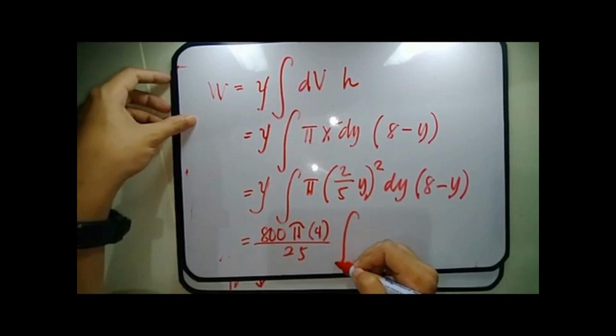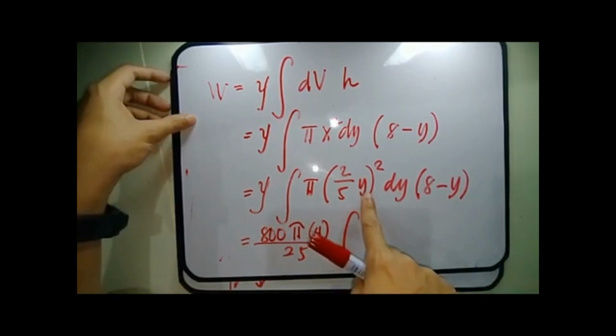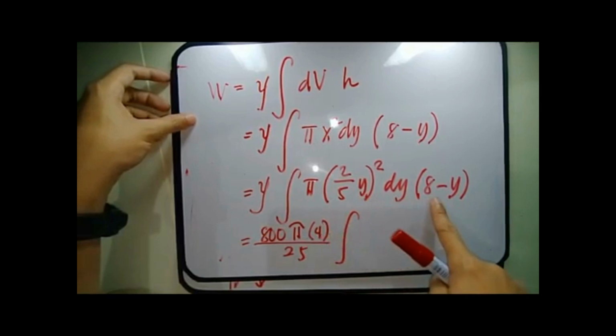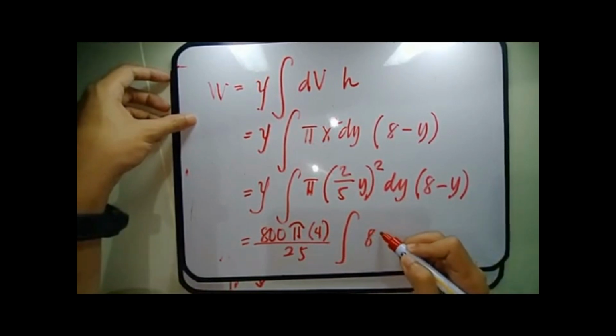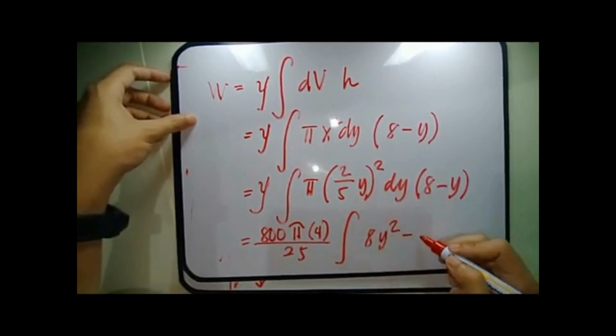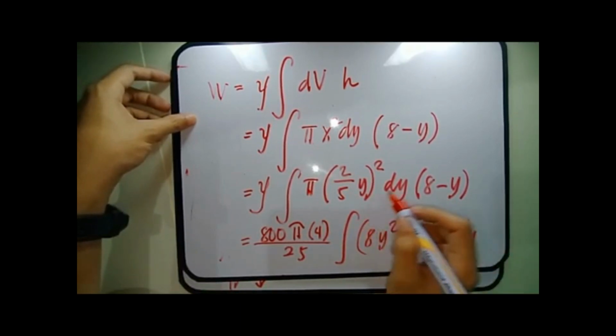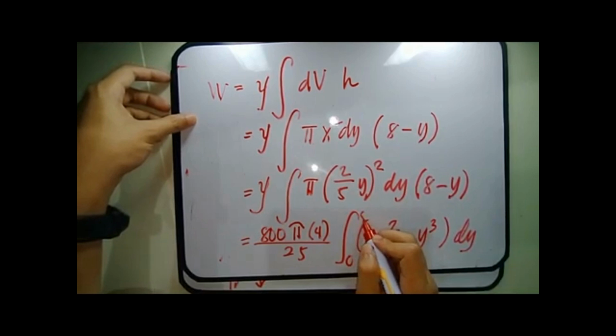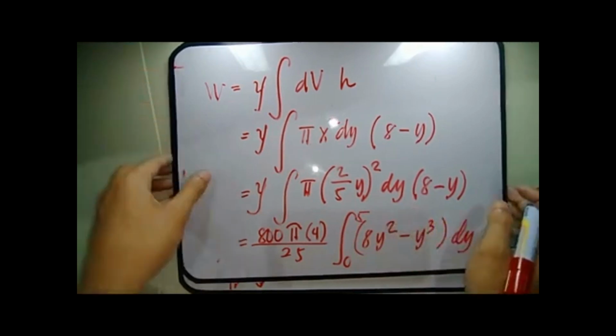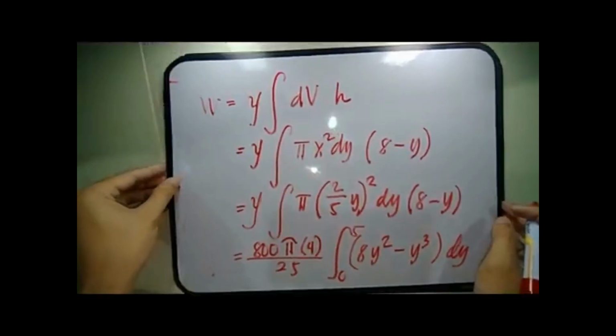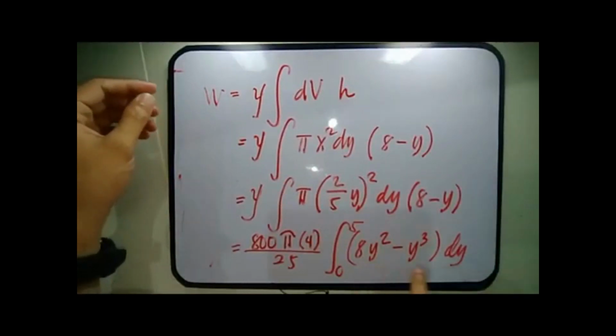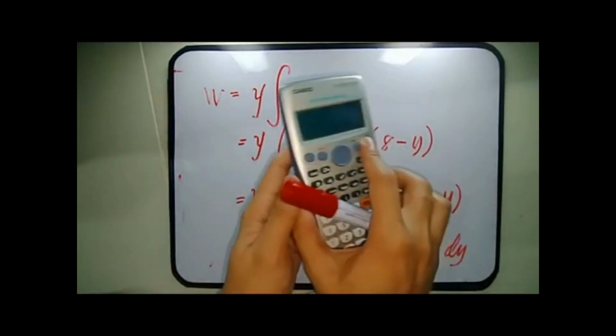So, this is the integral of, so yung y squared, i-multiply na natin dito. So, y squared times 8. So, 8y squared minus y cubed. So, differential of y. So, ang limit natin is from 0 to 5. So, the height of the fluid. Then, ito, automatic, calculate na lang siya. Of course, power formula yan.